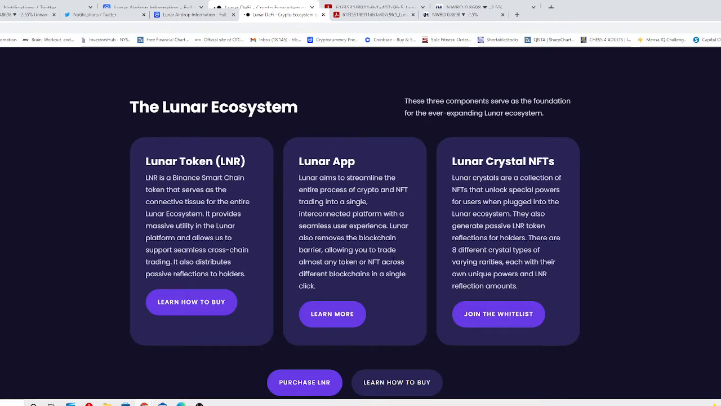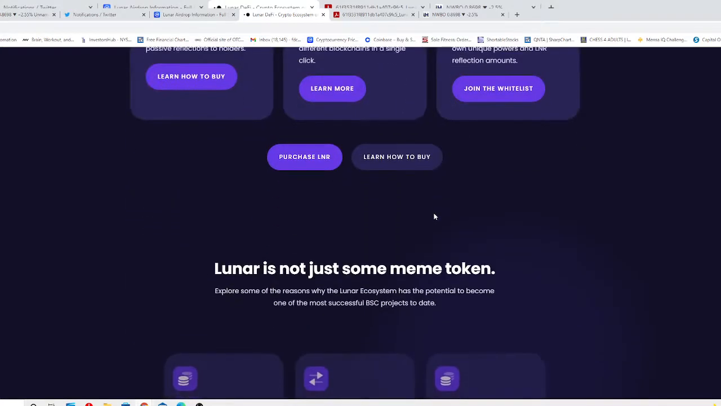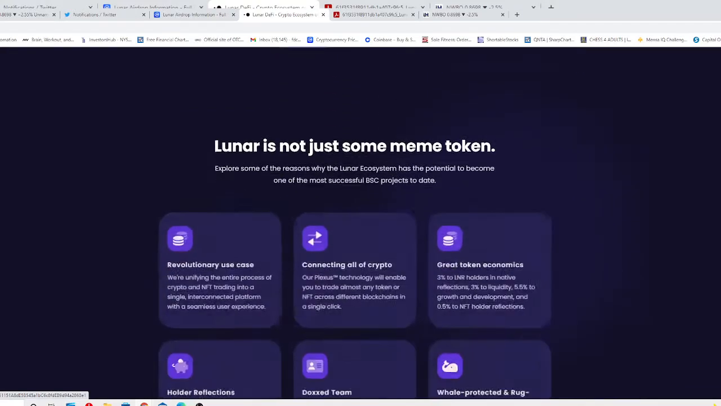Lunar crystals are a collection of NFTs that unlock special powers for users, like the orb, when plugged into the Lunar ecosystem. They also generate passive LNR token reflection for holders. There are 8 different crystal types of varying rarities, each with their own unique powers and LNR reflection amounts. This is how to purchase LNR.